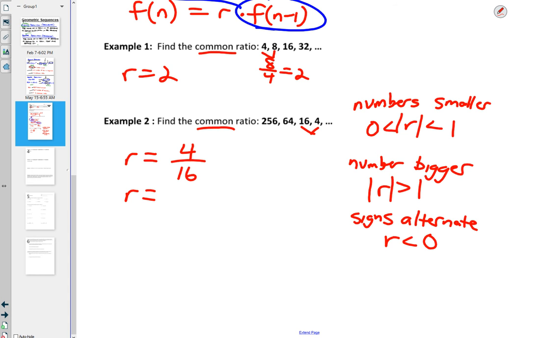What is 4 over 16? Yeah, 1/4. The reason why I bring all this stuff up is because, again, notice how from left to right, the numbers are getting smaller. So if you put that the common ratio is 4, that would be wrong. It has to be 1 over 4.